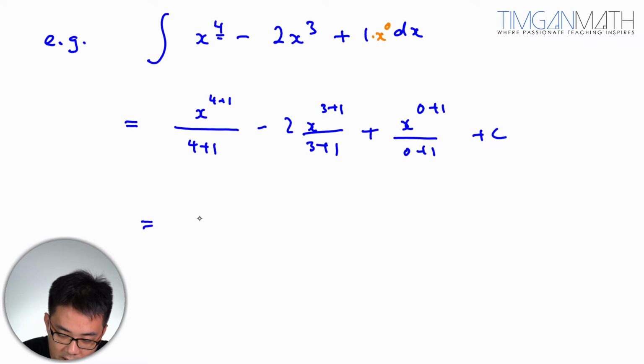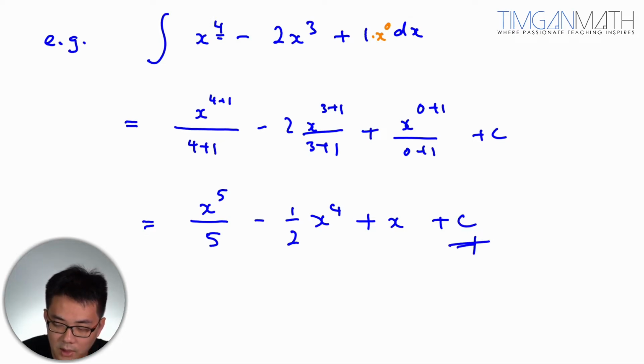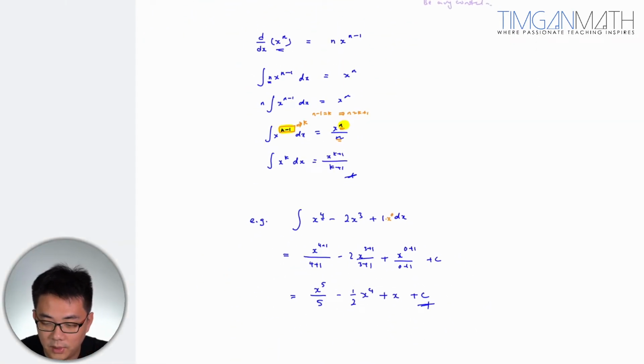So in this case, what we get is actually x to the power 5 over 5 minus 2 over 4, which is actually a half, x to the power 4, plus x. Okay, integrating 1 is just x. So that's how you get this.